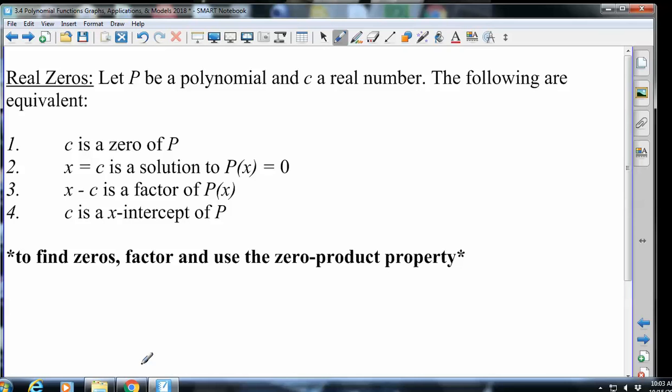Terminology-wise, if you have a polynomial, these things are equivalent. Saying a number is a 0 is the same thing as saying x equals c is a solution to p of x equals 0. In other words, when you make your x equal that number, your y is going to be 0. Or you could say x minus that is a factor. In terms of a graph, that means it's the x-intercepts. So if I say find the zeros or the x-intercepts, you're looking for that number that makes it touch the x-axis or makes the y value equal 0. If I ask for the factor, that's when you do x minus the number.